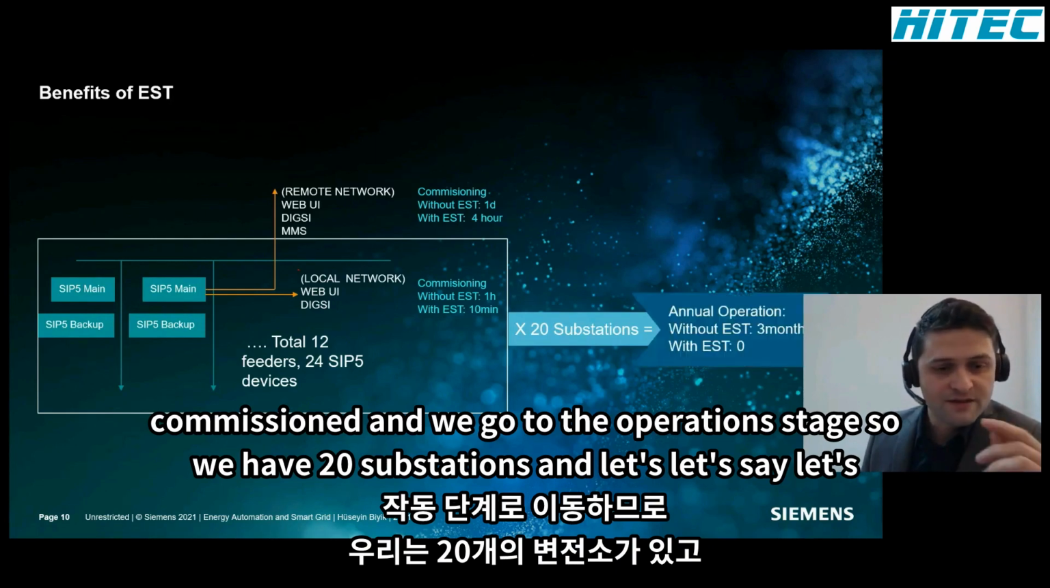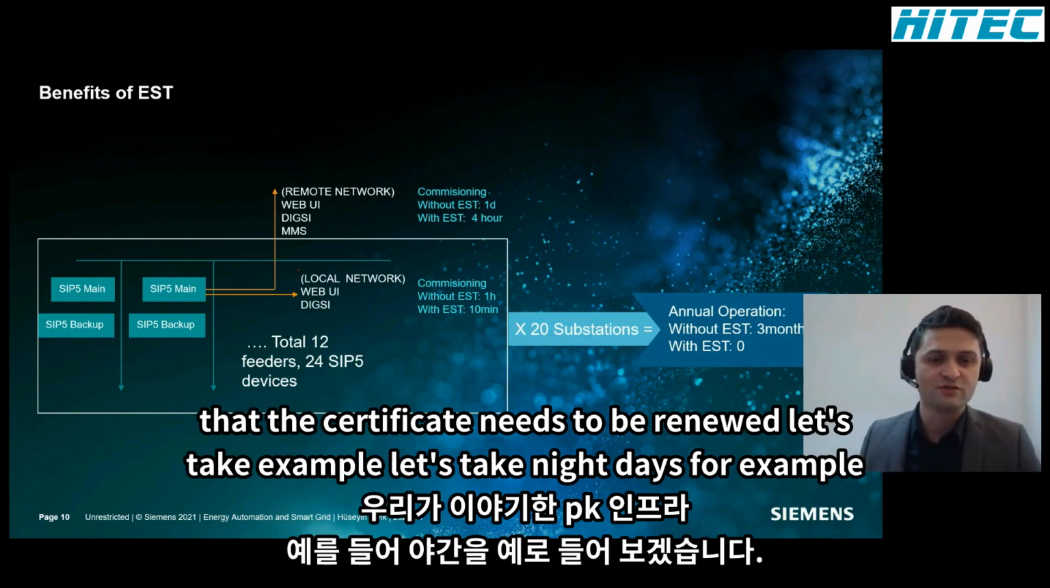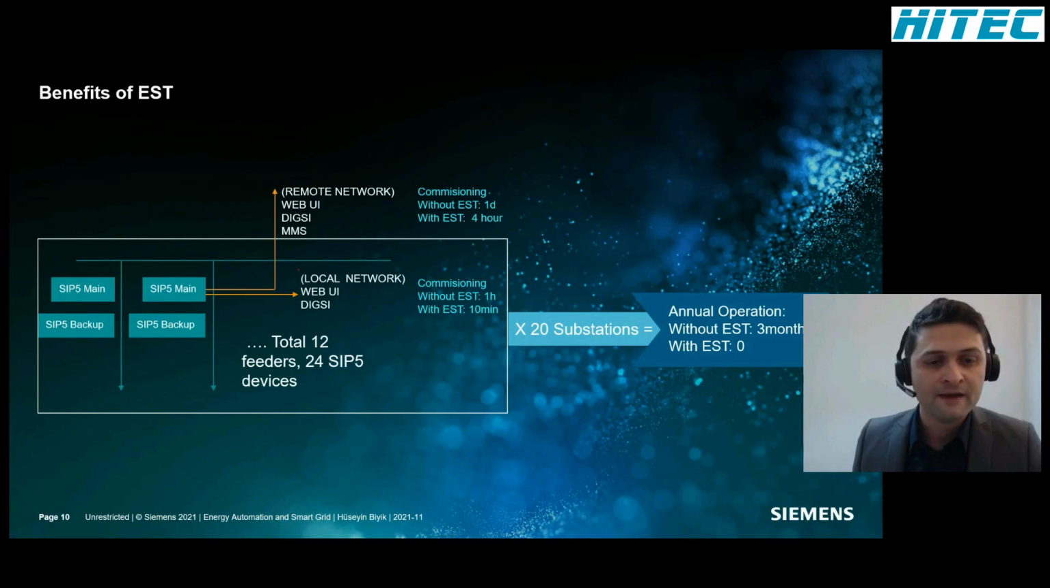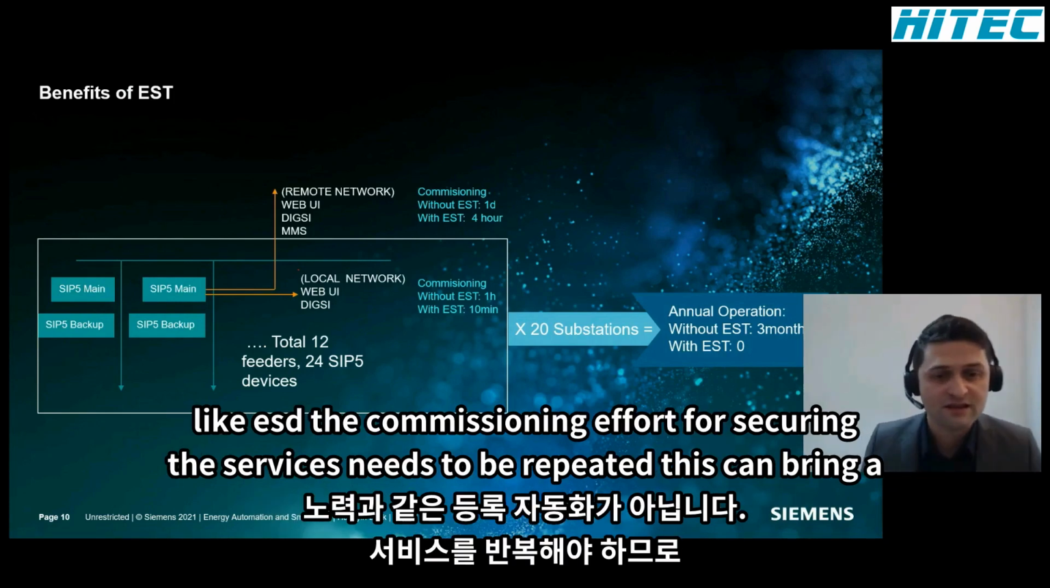So we have 20 substations, and let's look at the annual operation cost of managing a PKI infrastructure. We have talked about the fact that the certificates need to be renewed. Let's take 90 days, for example. This practically means that each 90 days, if there is no enrollment automation like EST, the commissioning effort for securing the services needs to be repeated.